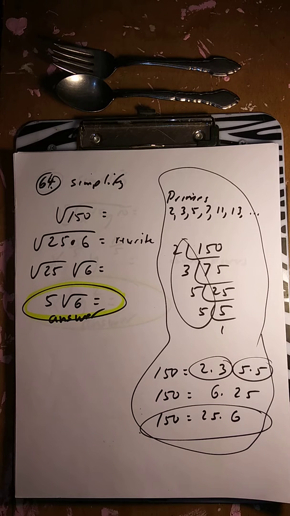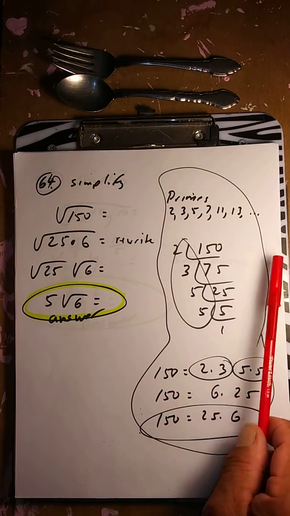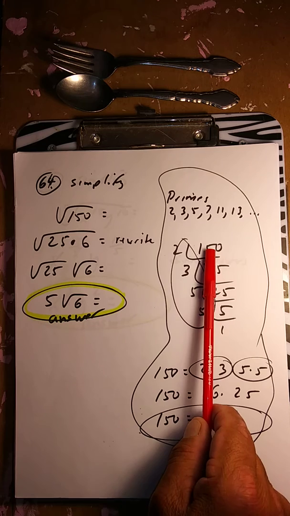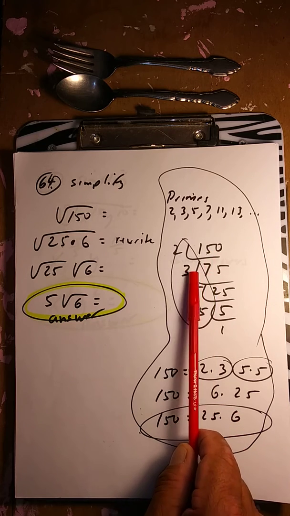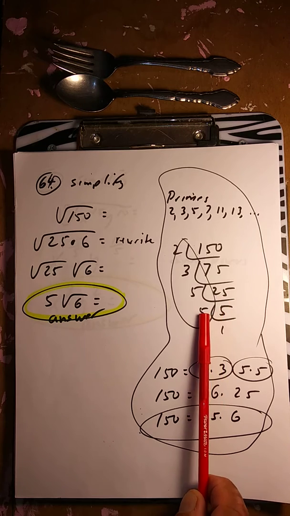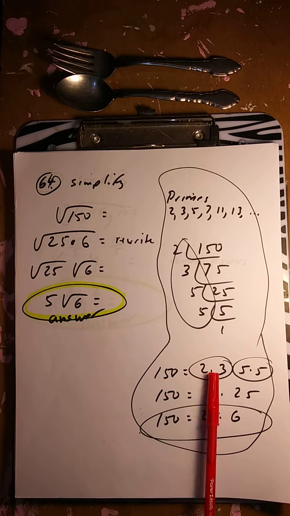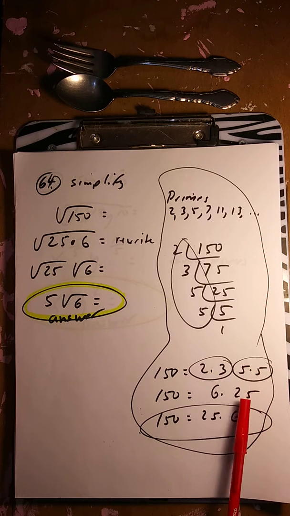The square root of 150. Okay, let's do this first. Prime numbers: 2, 3, 5, 7, 11, 13, and so on. Start with 2 divides this, 75. 3 divides this, 25. 5 divides this, 5. 5 divides this, 5. So we have 2, 3, 5, 5. So 2 times 3 times 5 times 5, or this is 6 times 25.